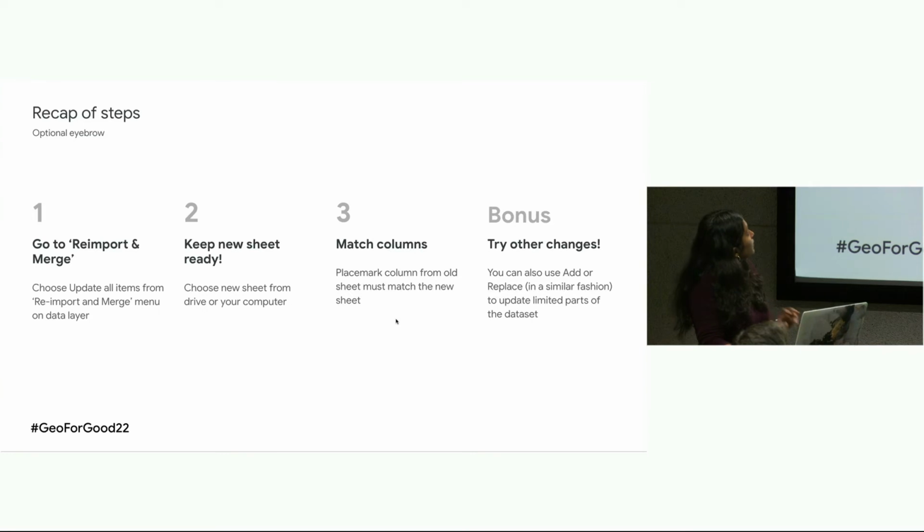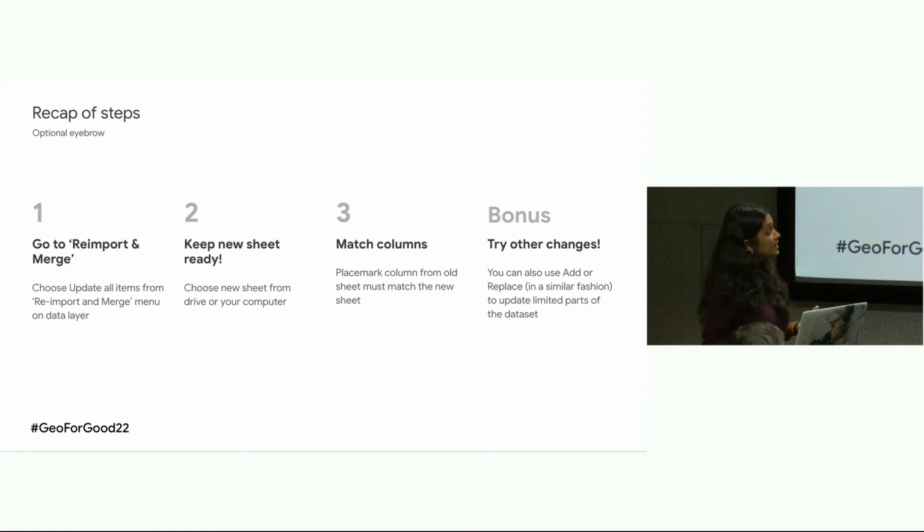Yeah, so I just wanted to do a quick recap of the steps. It's super easy and super simple, but just for you to remember, go in to Reimport and Merge. Select that from the menu. You can access it using the 3 dots. Click on Add items or replace items or update items. Add items is a separate function outside Reimport and Merge.